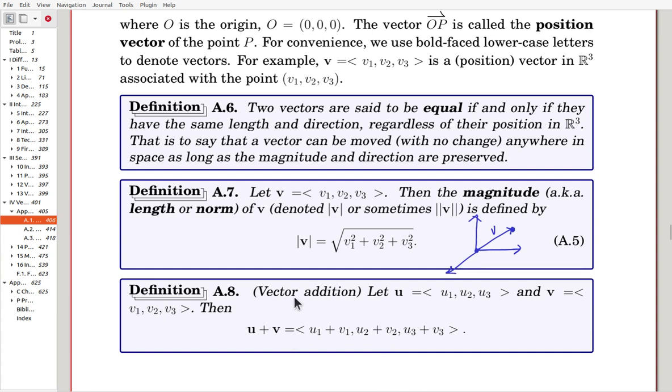Here, we start with vector addition. There are two vectors, u and v. Then the vector addition is defined in this way. Component-wise, the terms are added. The first component from u and the first component from v make the first component of the sum. In the same way, these are from the second components, and these are from the last components.